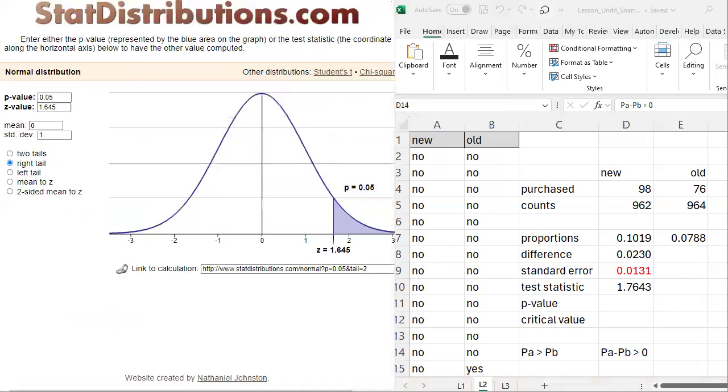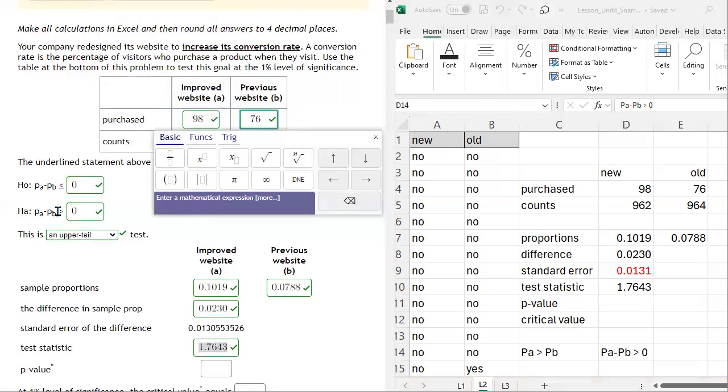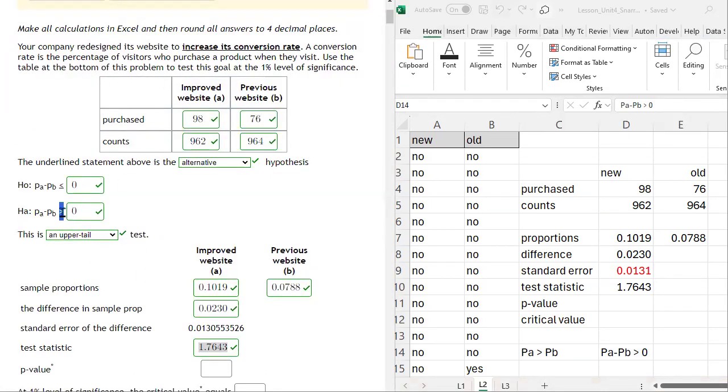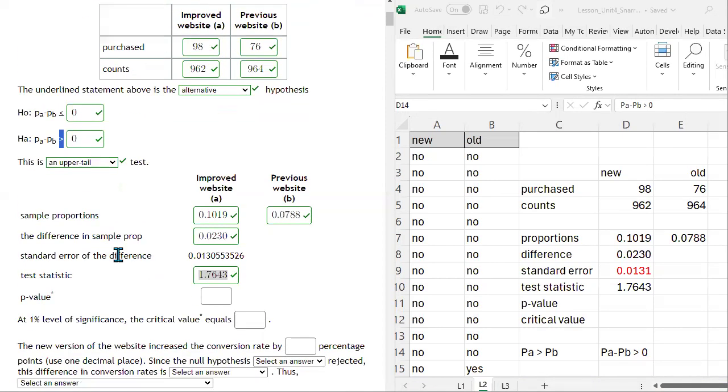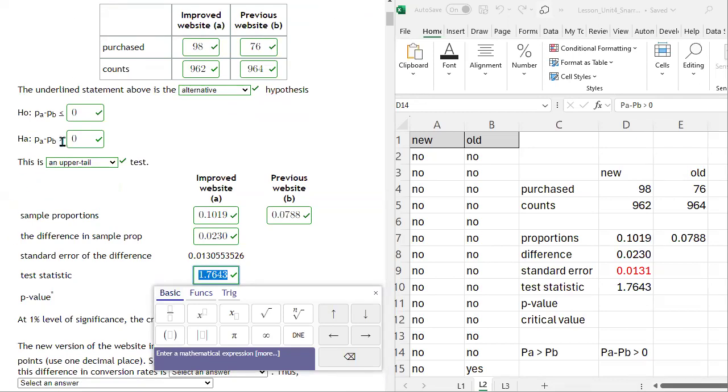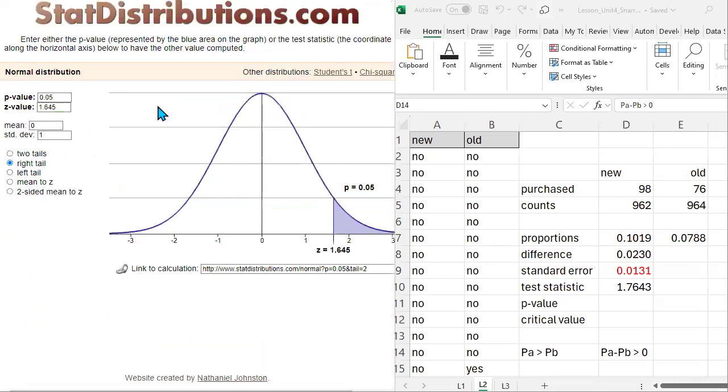So we're going to open up statdistributions.com, the normal distribution, right? This is an upper tail test. So we want the area to the right of the test statistic. So this says use the area to the right of the test statistic, the right tail, right? So I'm going to put the test statistic right here. So according to statdistributions.com, this is the test statistic. This is the p-value of the test, 0.039.